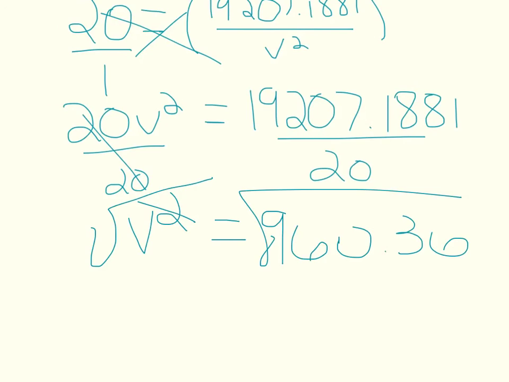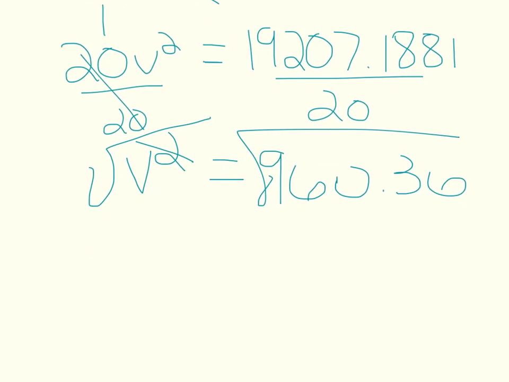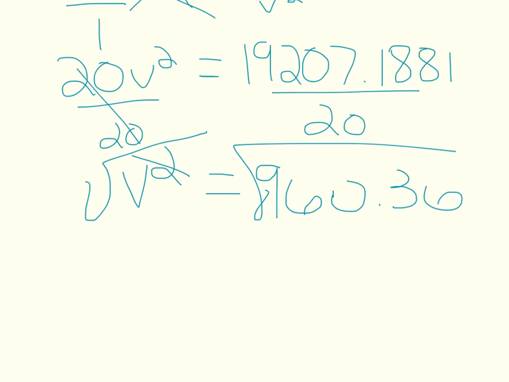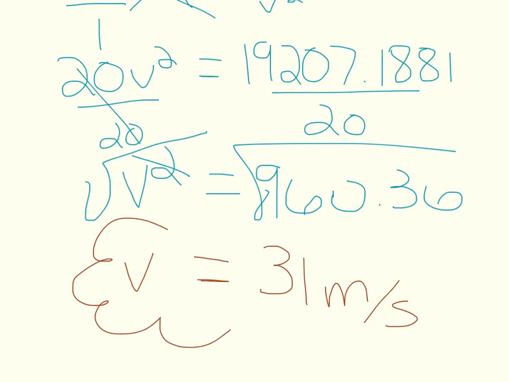Now, for our final step, we're going to square root both sides to get rid of this square. Then for our answer, what color shall we do it in? How about orange? And for our final answer, we have v equals 31. And since it's velocity, we have 31 meters per second. This is our answer.